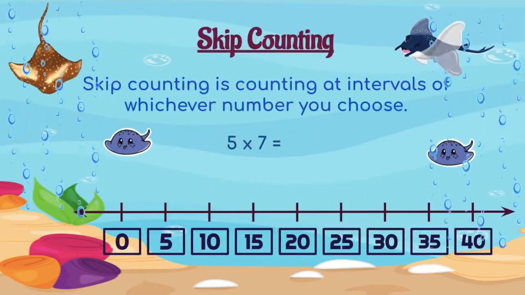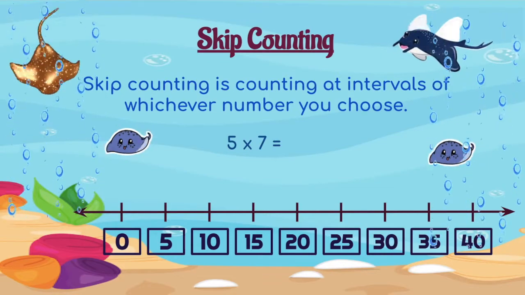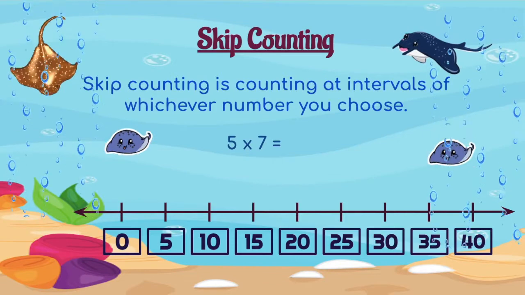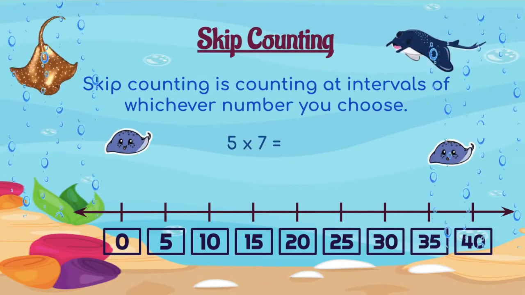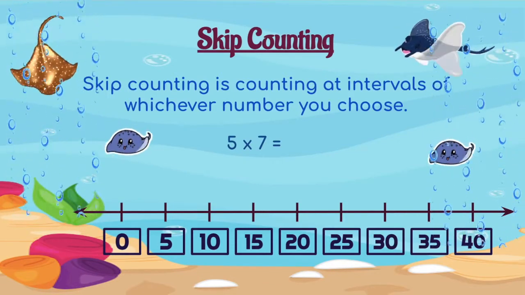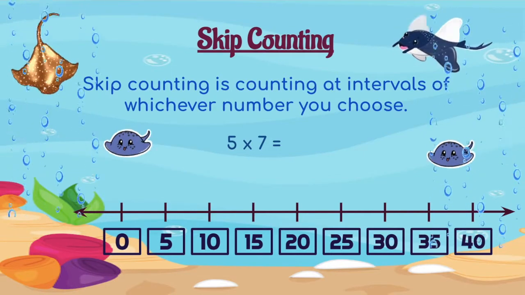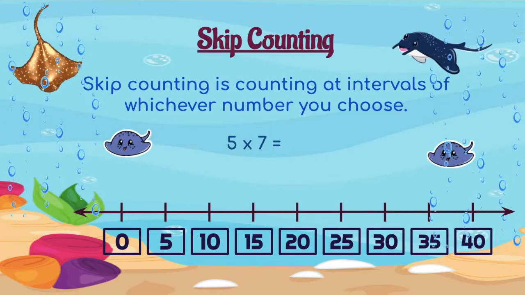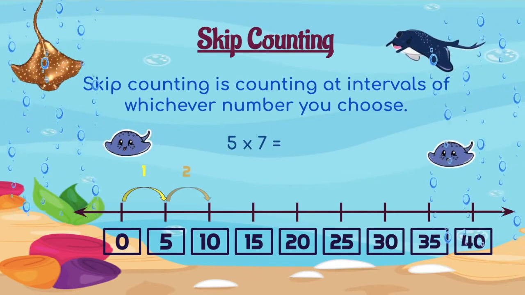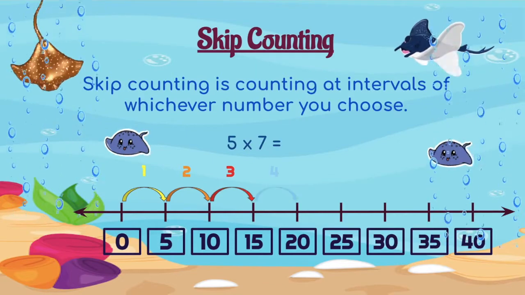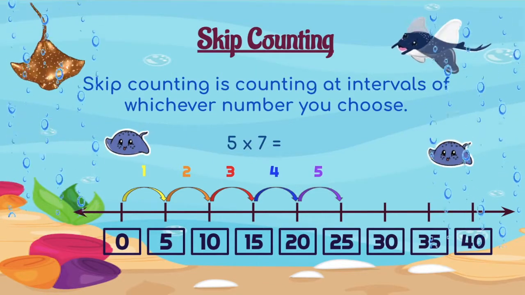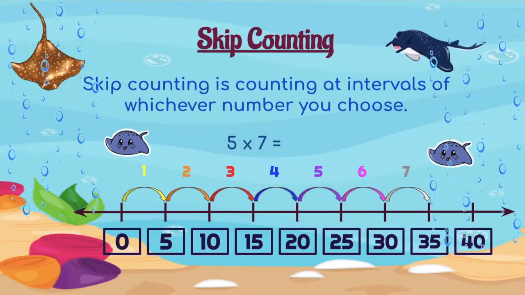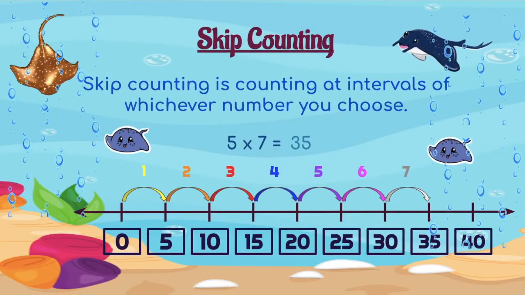Let's focus first on skip counting. Skip counting is counting at intervals of whichever number you choose. Let's say 5 times 7. We simply need to skip count by 5 7 times. So from 0, let's skip count. 5, 10, 15, 20, 25, 30, 35. Great counting! 5 times 7 is equal to 35.